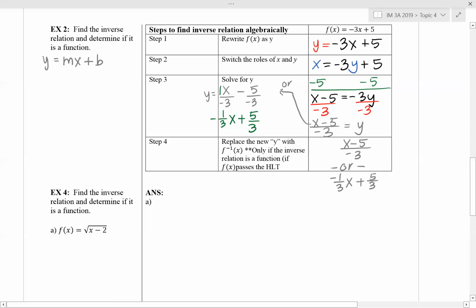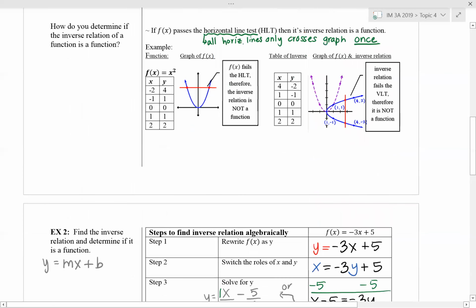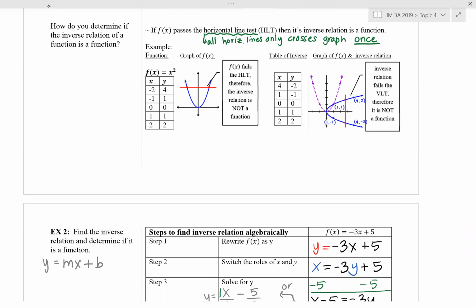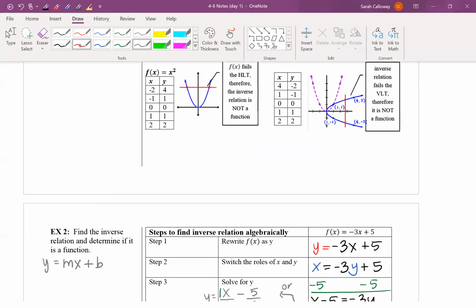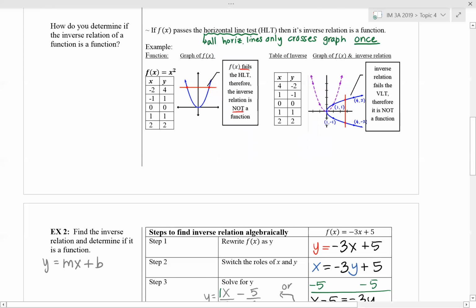What I need to do is think about the graph of the original equation to determine whether or not the inverse is a function. The way that I do this is I'm looking at something called the horizontal line test. If I know what the graph of the initial function, the graph of f of x, looks like, I want to think about if I were to draw a horizontal line, would it cross the graph once or more than once? If it crosses the graph only once, then it passes the horizontal line test, and that means that the inverse is a function.